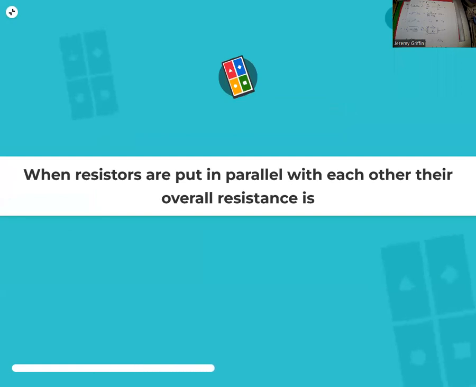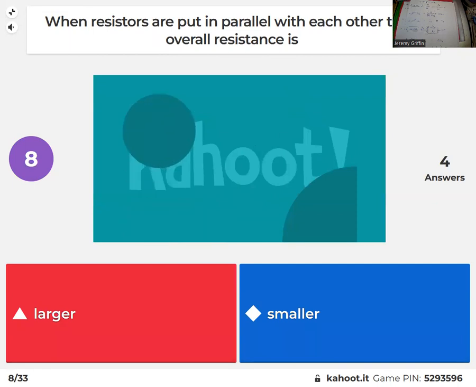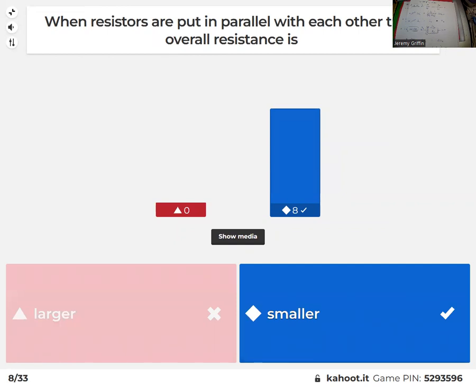When resistors are put in parallel, what happens to the overall resistance? Yep, exactly. Yeah, it gets smaller, right? So if you have two resistors specifically in parallel, you can use product over sum. If you have more than that, you can use that fraction method you guys see up there on that poster.